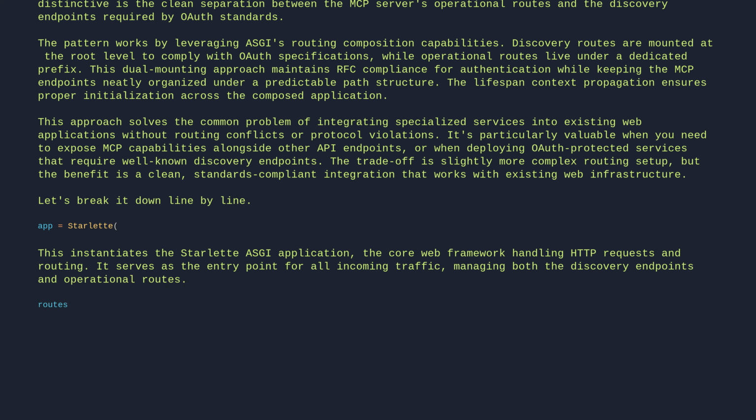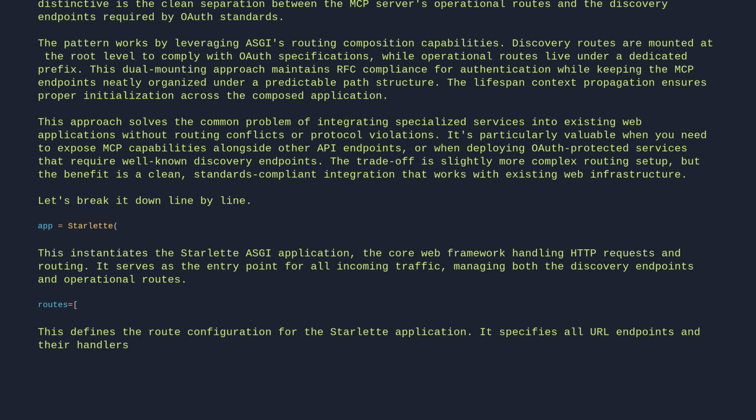routes =. This defines the route configuration for the Starlette application. It specifies all URL endpoints and their handlers, determining how incoming requests are processed and where they're directed.